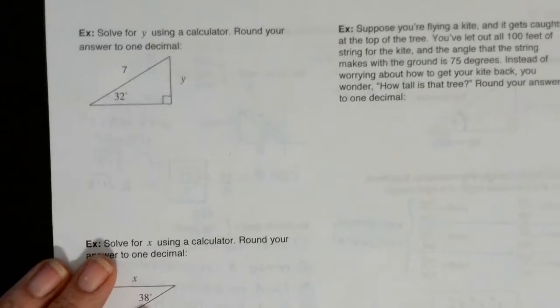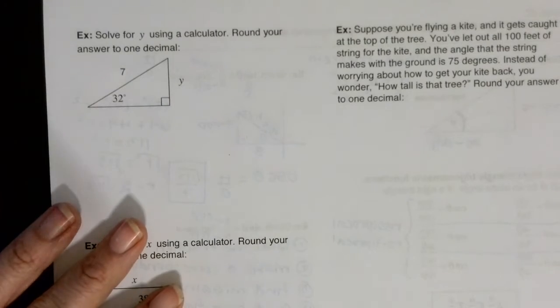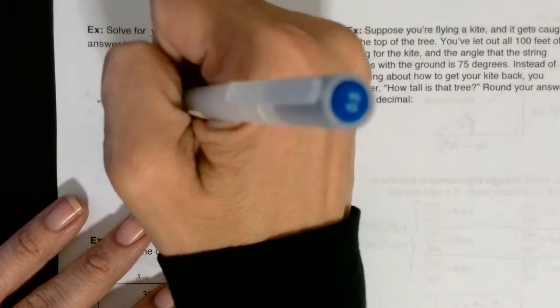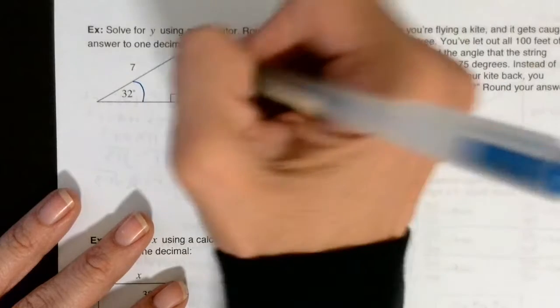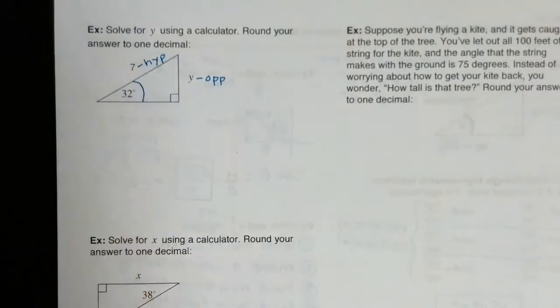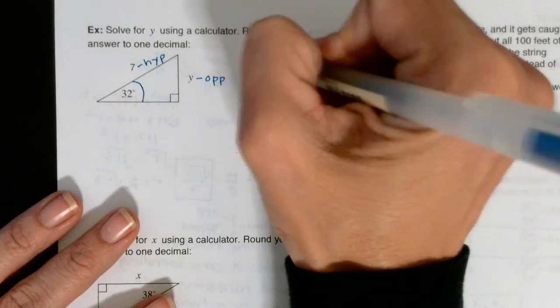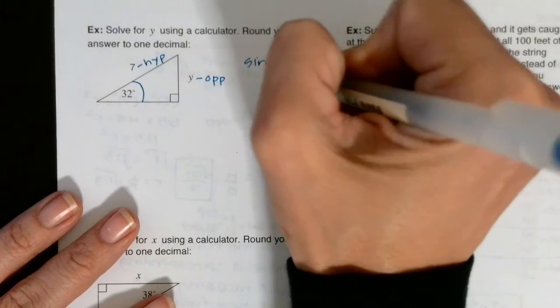This one says solve for y using a calculator. Use your answer to 1 decimal place. So what do we do? Here's our angle that we're referencing. This is an opposite side, and this is the hypotenuse. What trig ratio goes with that fraction of opposite over hypotenuse? That's sine. Sine of any angle is opposite over hypotenuse.